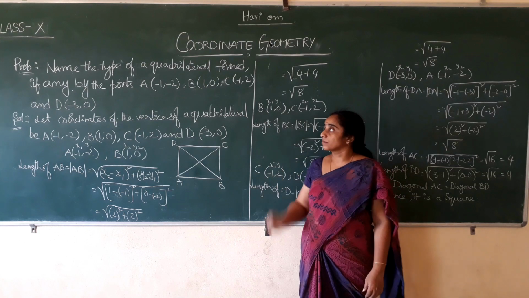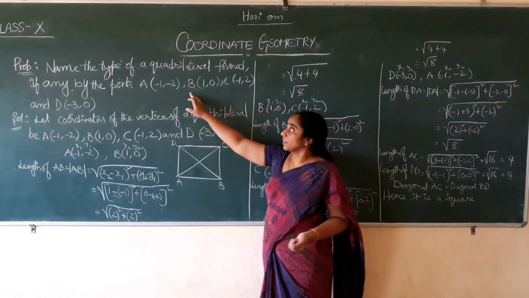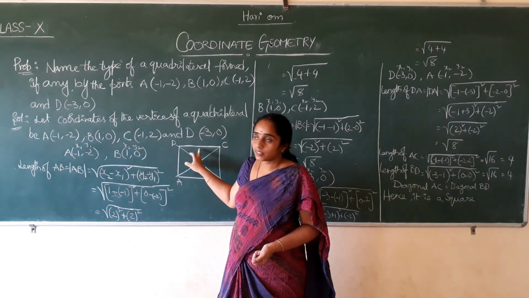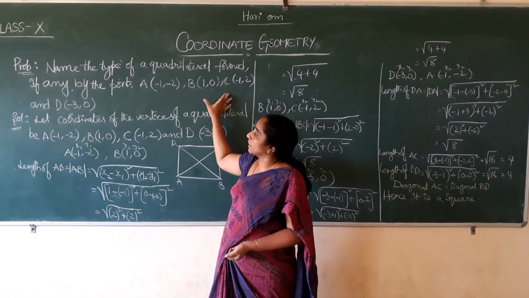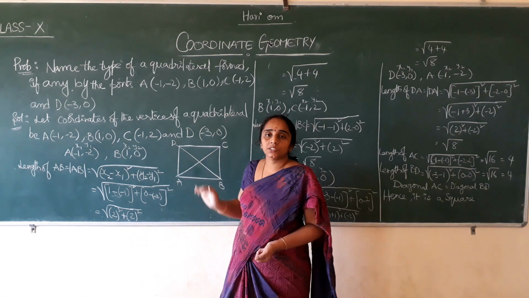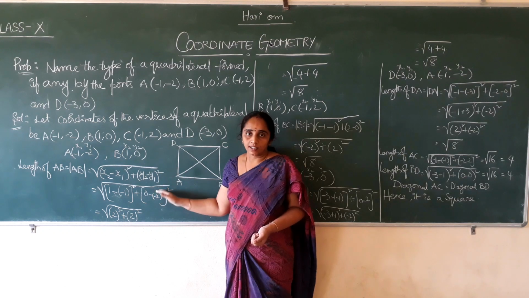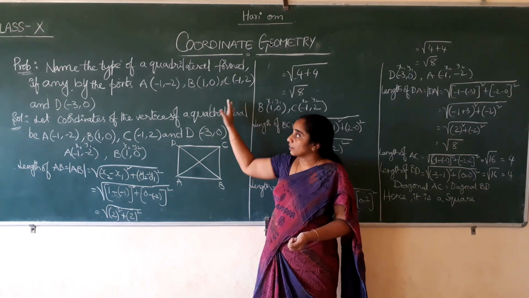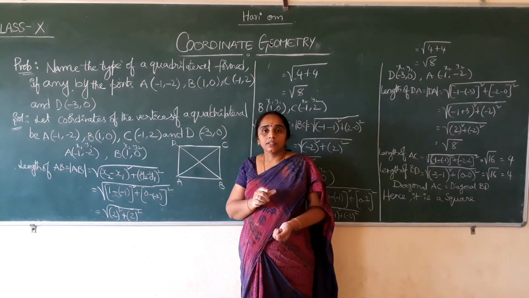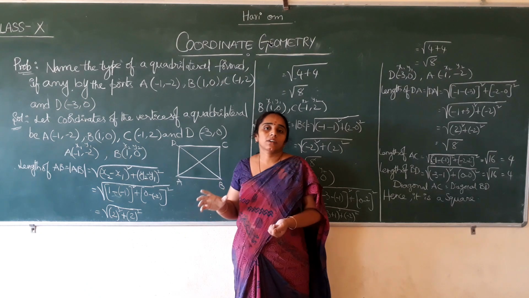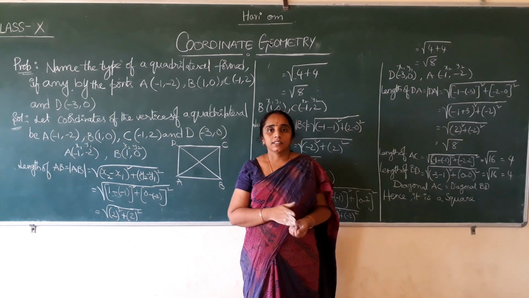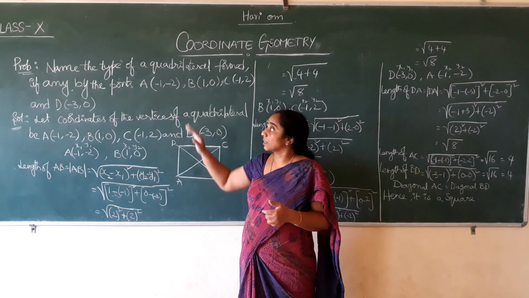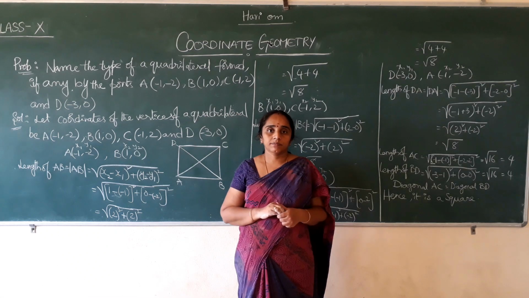Next, here is a problem. In this, they have given 4 coordinates. Whether these 4 coordinates can form a quadrilateral or not, and which type of quadrilateral it is. They are asking these two. So as you know already, if the 3 points are not collinear, surely it can form a triangle. With 4 points is a quadrilateral.